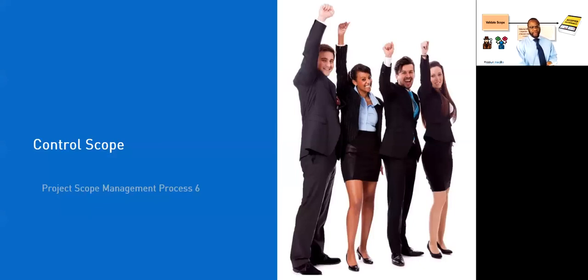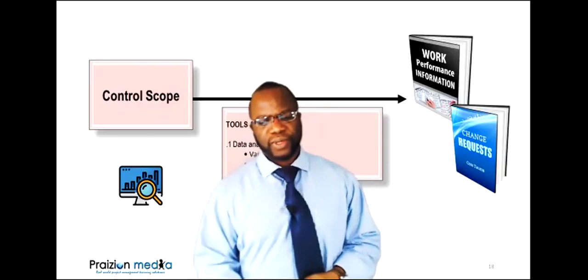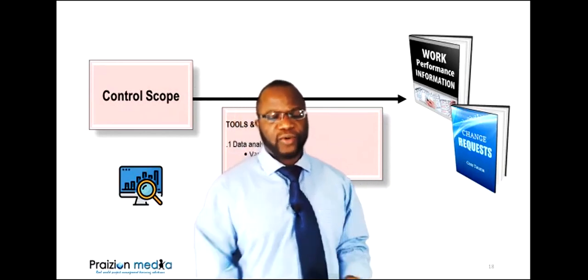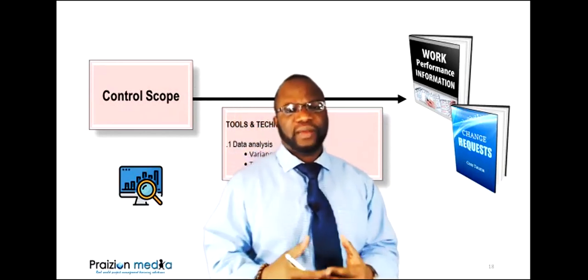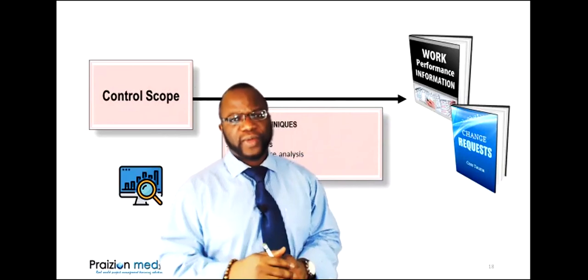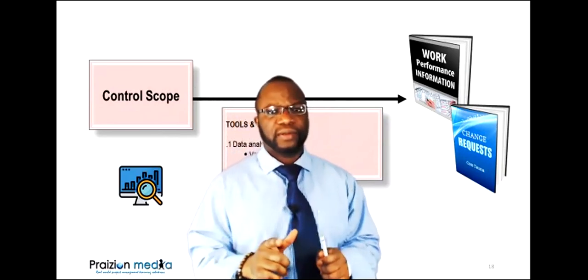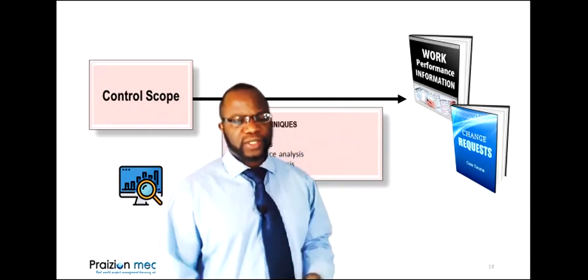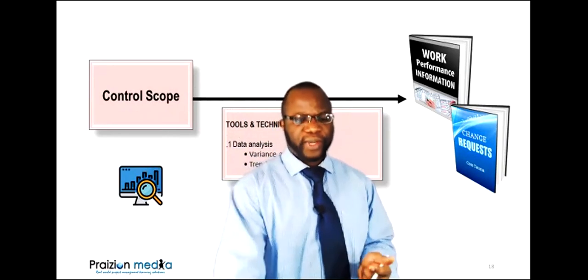Okay, so finally, we have control scope. This is a very, very simple process. Why do I say it's so simple? Because there's a lot of repetition, a ton of repetition in control scope. These things that you see here, work performance information and change requests, we see them in so many processes. And bear in mind, I'm not showing you the laundry list of what PMI says is an output. No, I am focusing your attention on the key outputs. So WPI, work performance information, and change requests, those are very big.